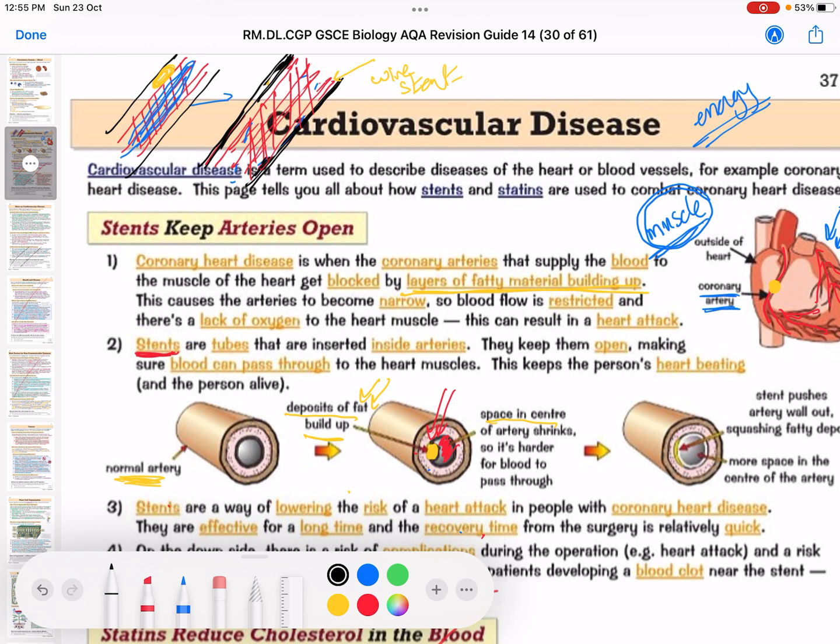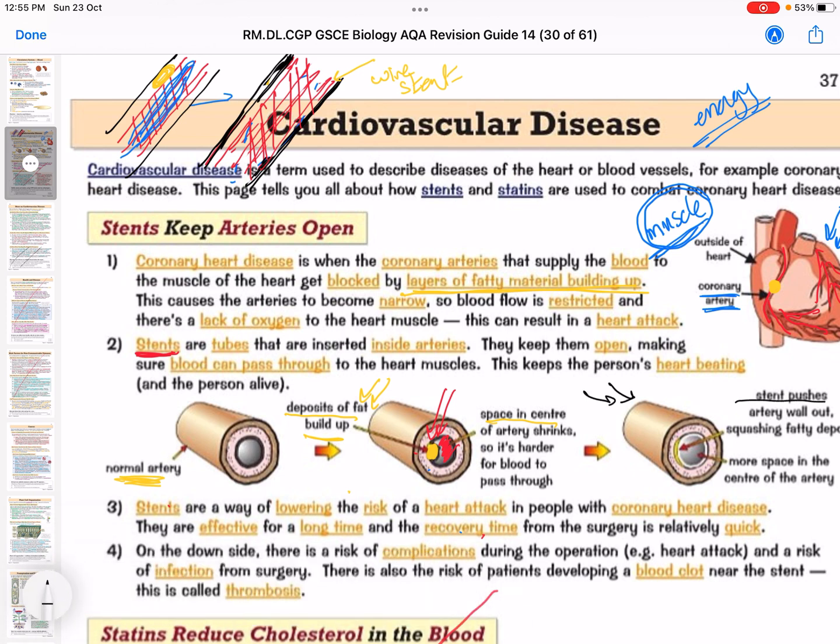Okay, so as we see here in this diagram, the stent pushes the artery wall, squeezing the fat deposit and squashing it, so more space in the center for the blood to move. Okay, so that's a good way. The use of stents is a good way of lowering the risk of heart attack for people with coronary heart diseases. This is very effective for a long time, and the recovery time is quick because this is not a major surgery. Okay, it could be just done by a catheter.